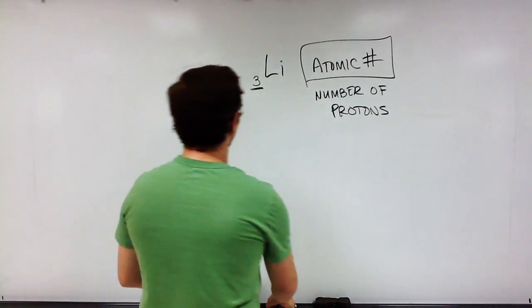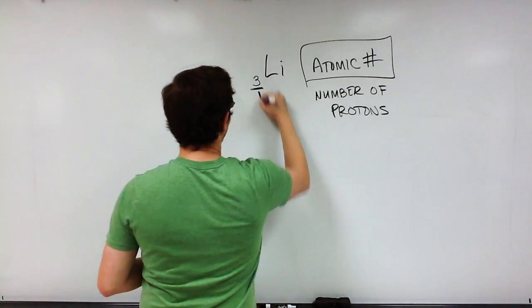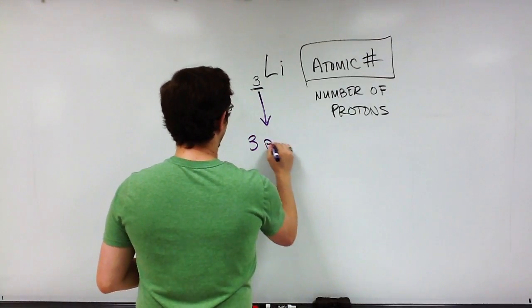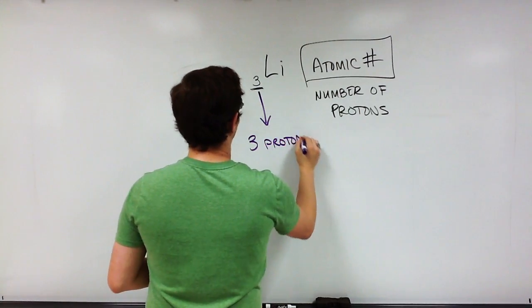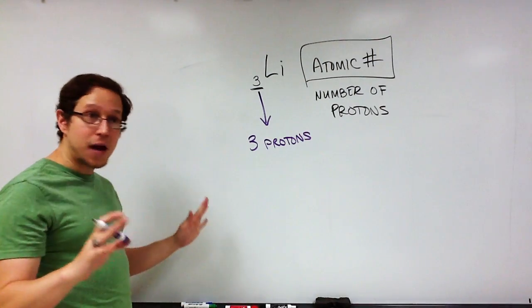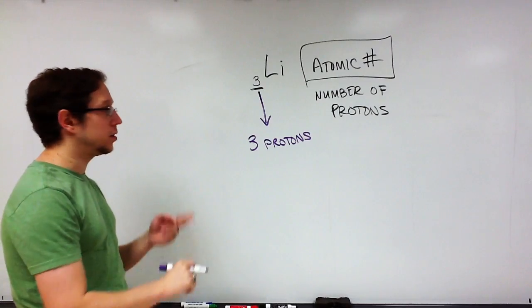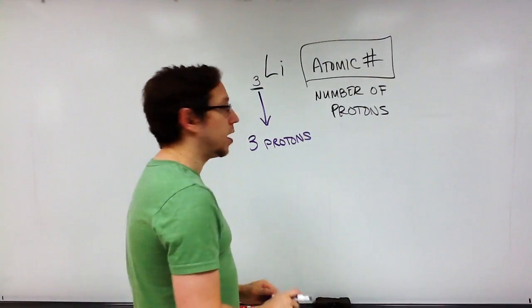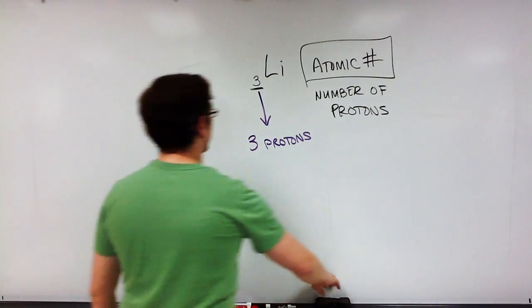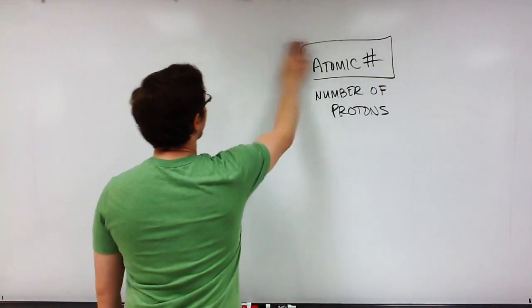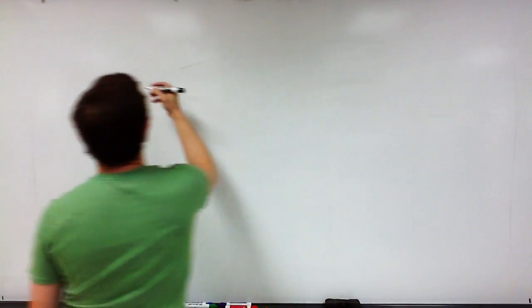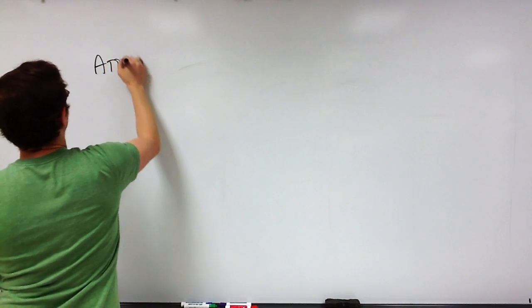So here, with lithium, if it has an atomic number of 3, that means that an atom of lithium would have 3 protons in its nucleus. Aside from that, we have no idea how many electrons or neutrons it would have if we're not given that information. Okay? So, that's atomic number. Outside of atomic number, we also have what is known as the atomic mass.